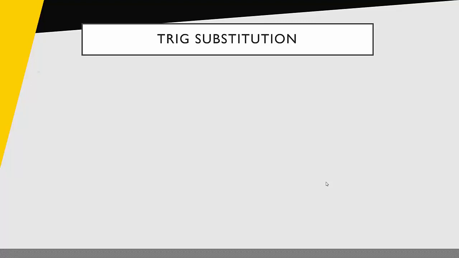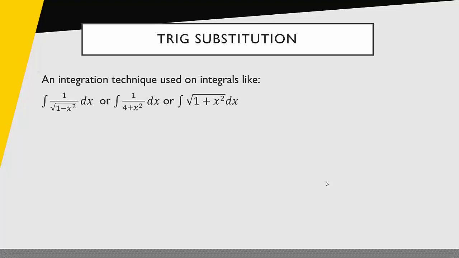So what is trig substitution? Well, it's an integration technique we can use on integrals that look like this. Integrals where we have a quadratic function either underneath a radical or in the denominator of a fraction that makes it hard to simplify the fraction or the radical. So integrals where we want to use trig substitution are characterized by challenging quadratic functions.